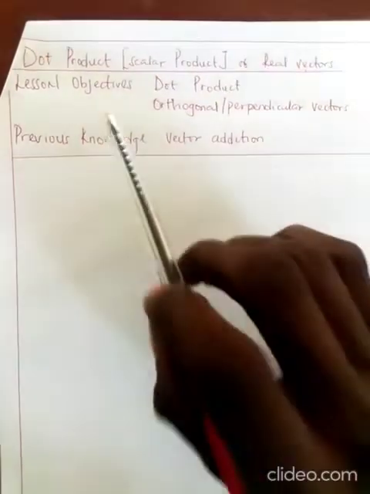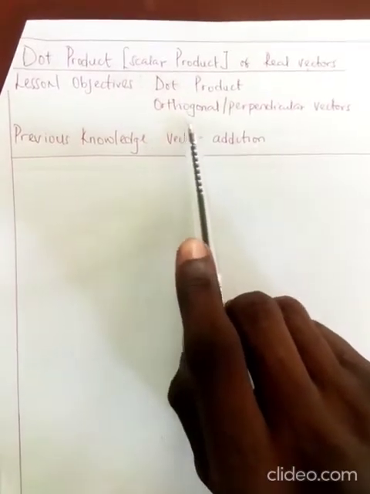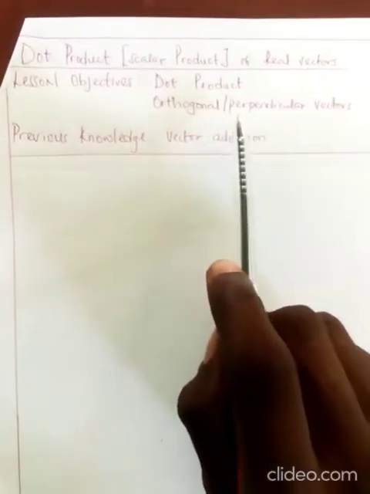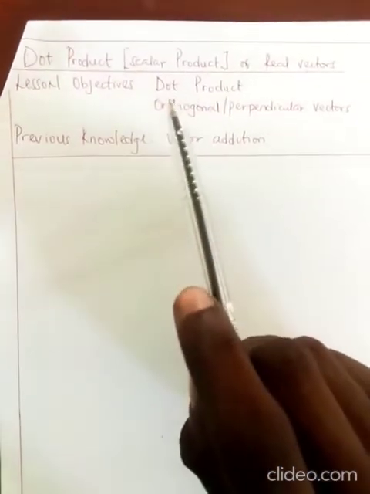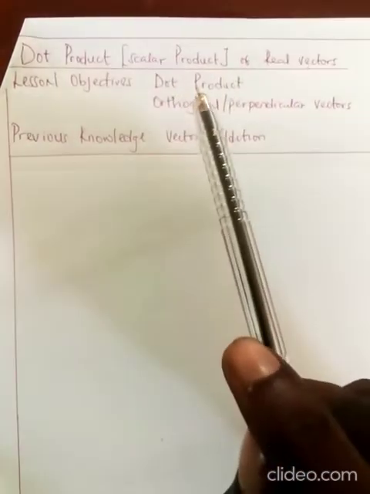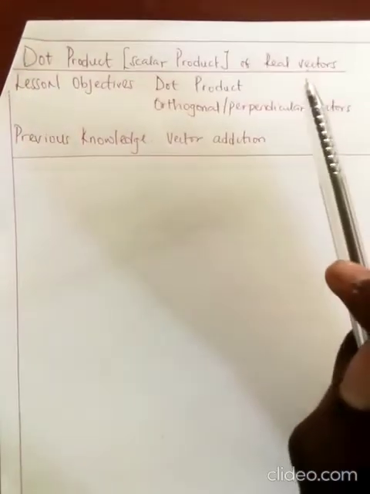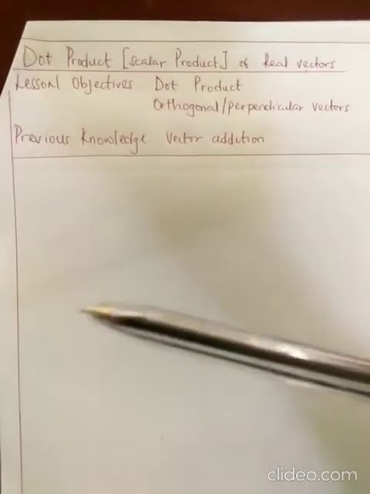So let's dive in. Our lesson objective is simple. We want to talk about dot product and orthogonal or perpendicular vectors. Orthogonal also means perpendicular. So we're talking about the characteristics of a dot product that show if a vector is orthogonal or perpendicular to another. And you should know that perpendicular means it forms a right angle.